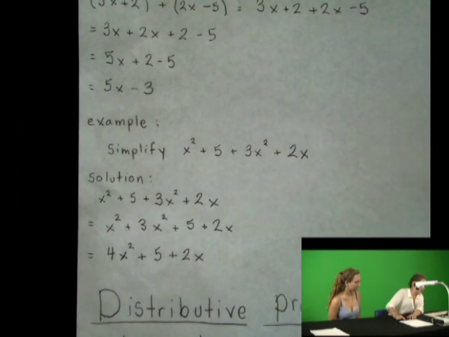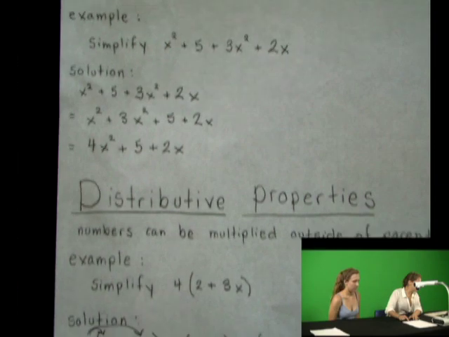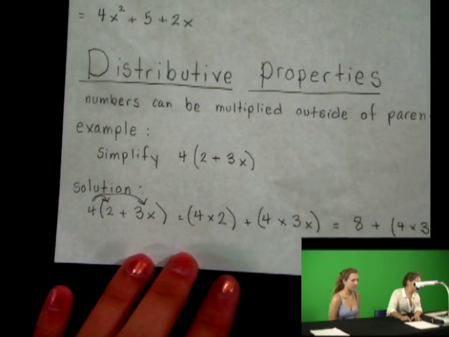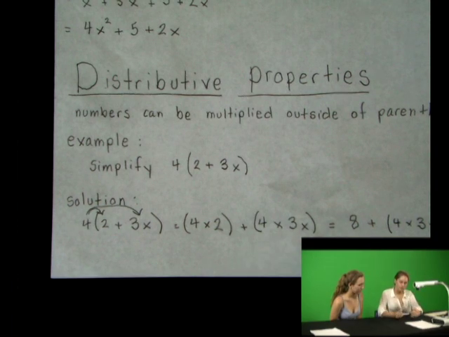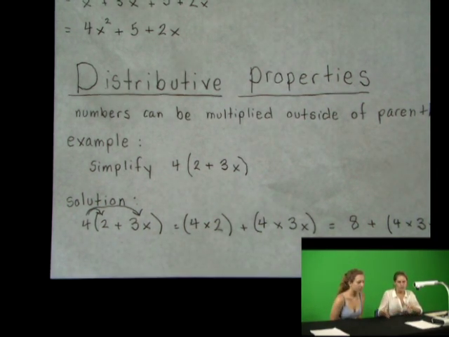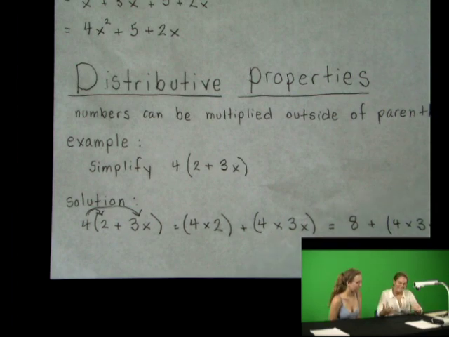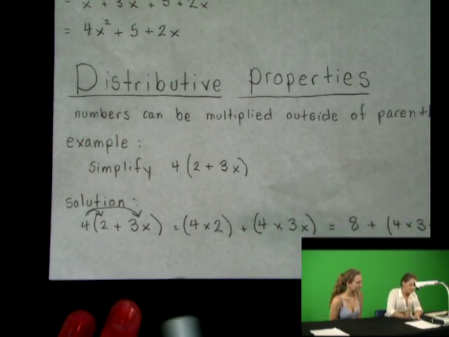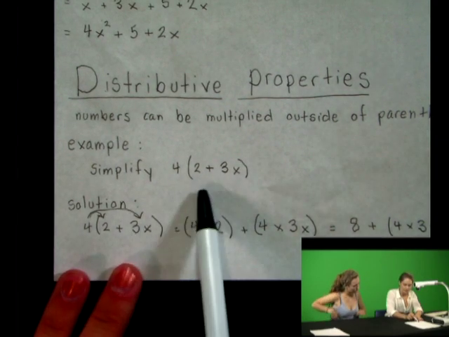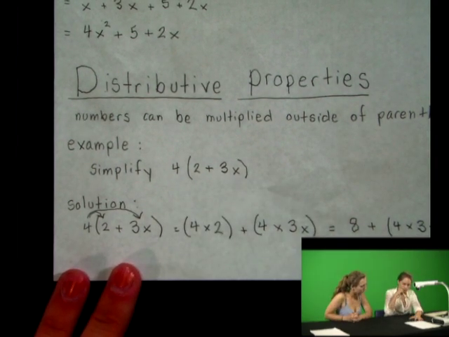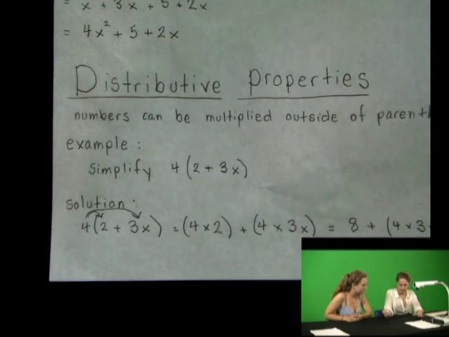Okay, you got it. Alright, now we're going to talk about the distributive property. The distributive property works when you have a number multiplied by something in parentheses. So, for example, we want to simplify this. We have 4 times parentheses 2 plus 3x. And we want to get rid of the parentheses.